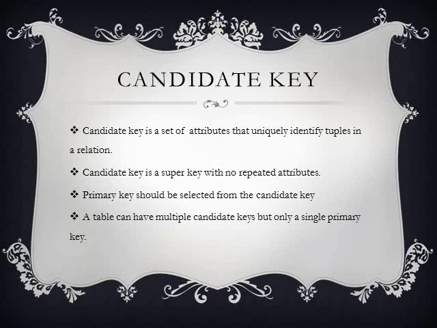Candidate key. A candidate key is a set of attributes that uniquely identify tuples in a relation. Candidate keys are selected from the set of super keys. The only thing we take care of while selecting a candidate key is that it should not have any redundant attribute. That's the reason they are also termed as minimal super keys.